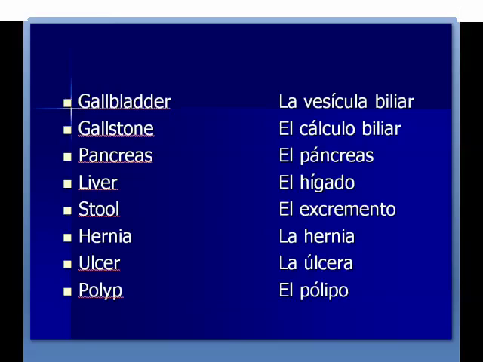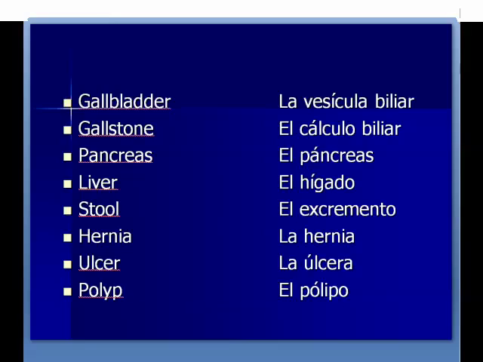Gallbladder, la vesícula biliar. Gallstone, el cálculo biliar. Pancreas, el páncreas. Liver, el hígado. Keeping in mind that the H for this word is pronounced silent.